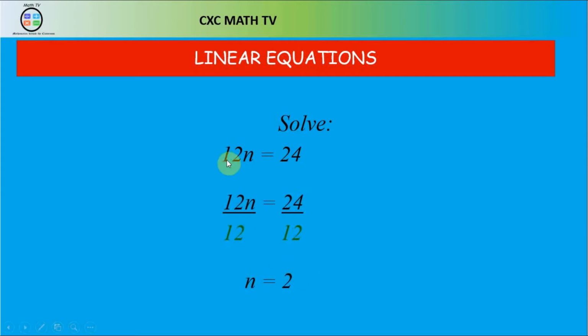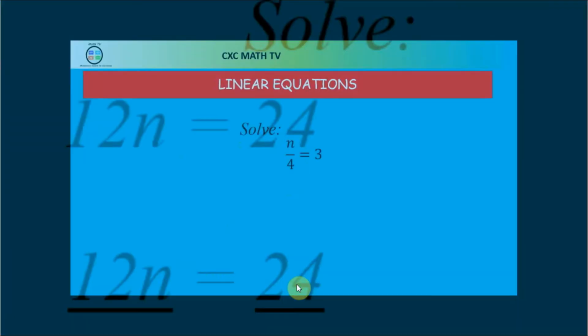So whenever we have 12 times a variable, an unknown we're trying to find, to make that variable the subject, we're doing multiplication here, but in order to get the unknown, we had to do division. That's what I want you to pay close attention to.